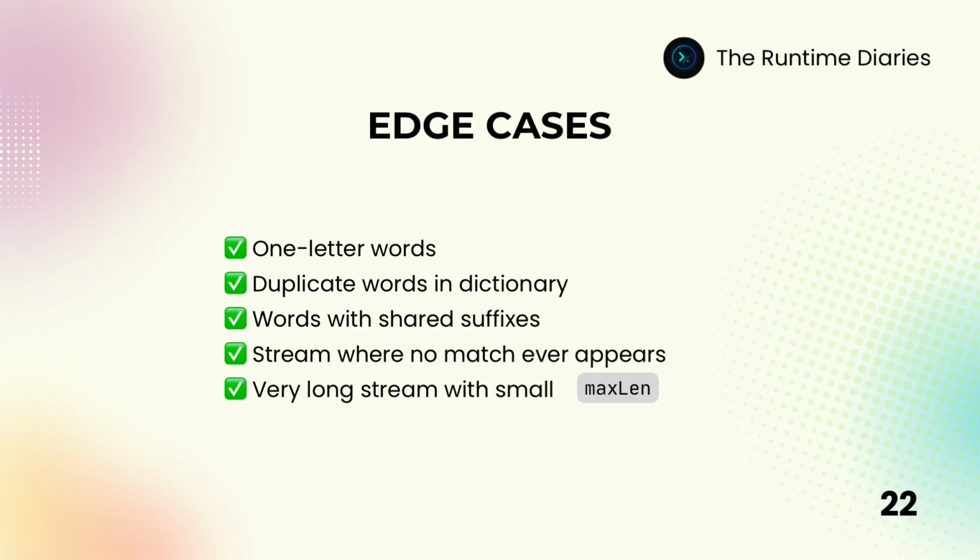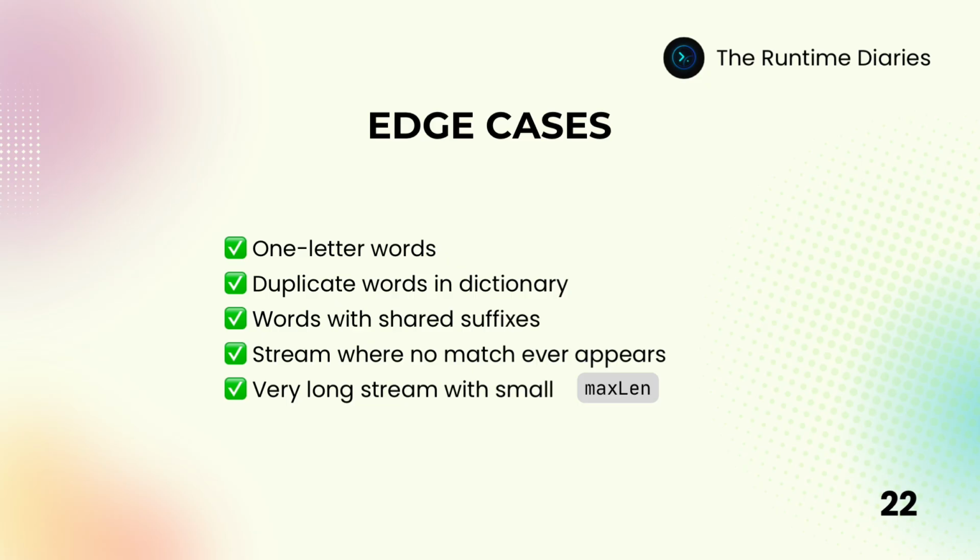Now, this optimized solution also handles several tricky edge cases really elegantly. One-letter words, the trie handles these just fine. Single character nodes with is_word equals true. Duplicate words in the dictionary, that doesn't matter. The trie merges them automatically. Words with shared suffixes. The trie naturally shares prefixes, which were suffixes before we reversed them. Streams where no match ever appears. We just return false every time, and there's no wasted work.